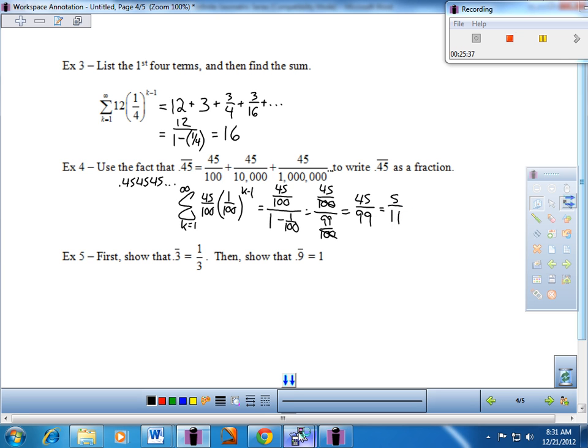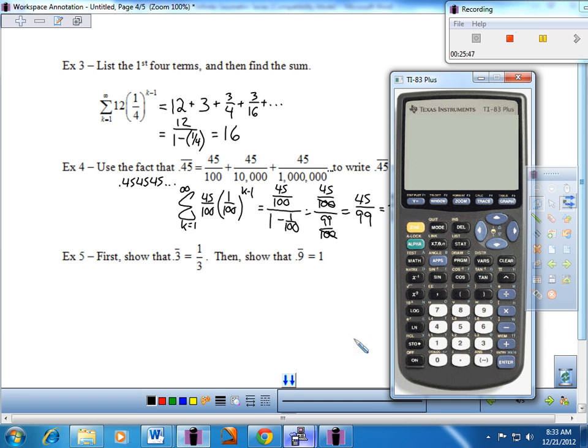And let's take a peek here. There's only one way to verify this. Let's take 5 and divide it by 11, and look what you end up getting.